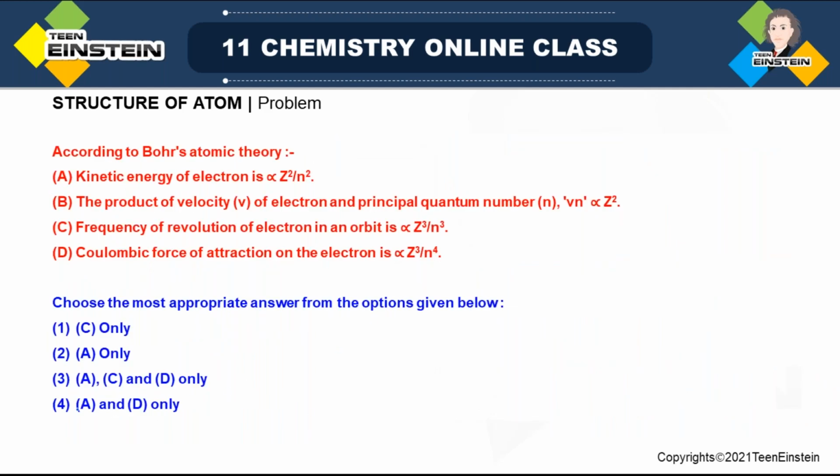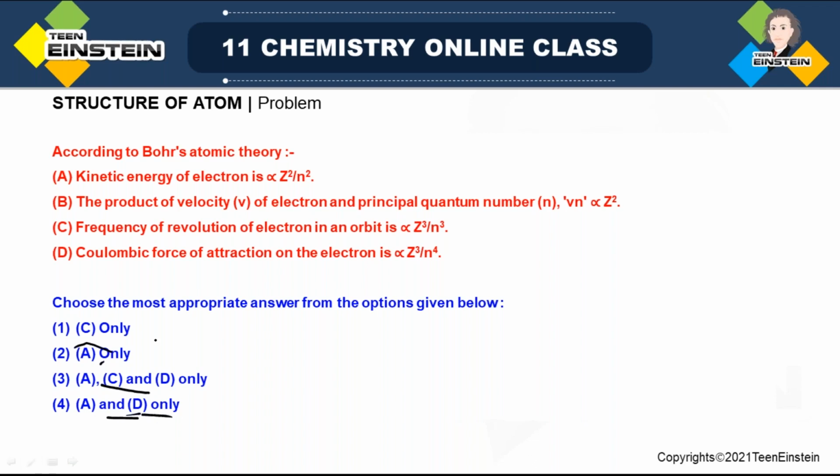So here we'll solve this problem. According to Bohr's atomic theory, there are four statements, A, B, C, D, and you have to choose the most appropriate answer from the options given below. The first option is only statement C. The second option is only statement A. The third option is total 3 statements correct. And the last option is total 2 statements out of 4 correct.